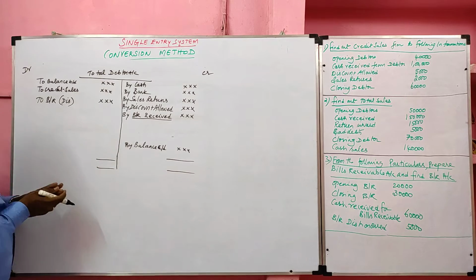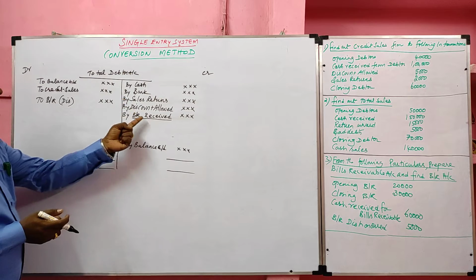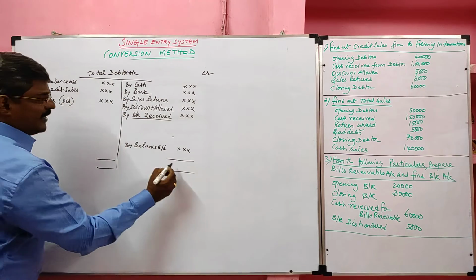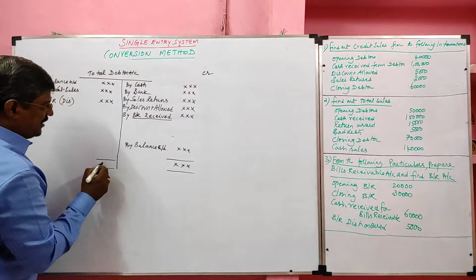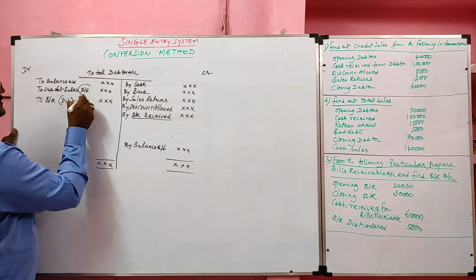This is very important, students. When we receive bills receivable, it will be credited in the debtor account. If bills receivable is dishonored, it will be debited. Normally, the credit side total is heavier than the debit side total. The balancing figure is the credit sales.